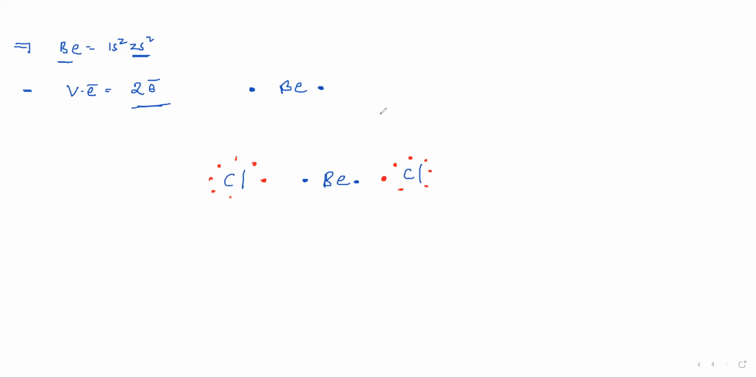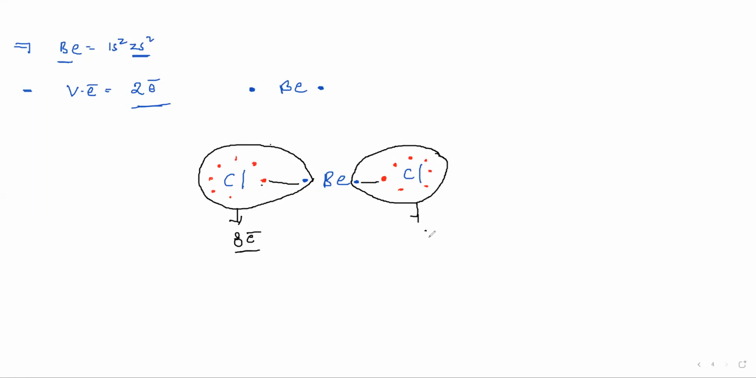Now the bonds are formed between these electrons, this one and this one. In each bond, the shared electron belongs to chlorine as well as beryllium. So with respect to chlorine, how many electrons do we get? We get 8 electrons. With respect to the other chlorine also we get 8 electrons. But with respect to beryllium, we are getting only 4 electrons.